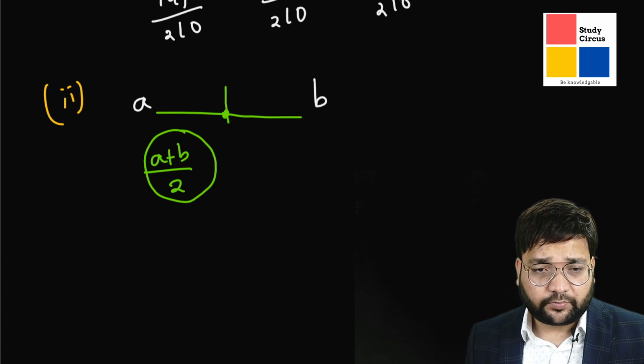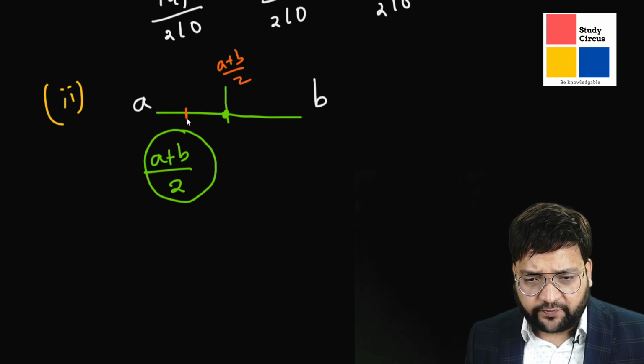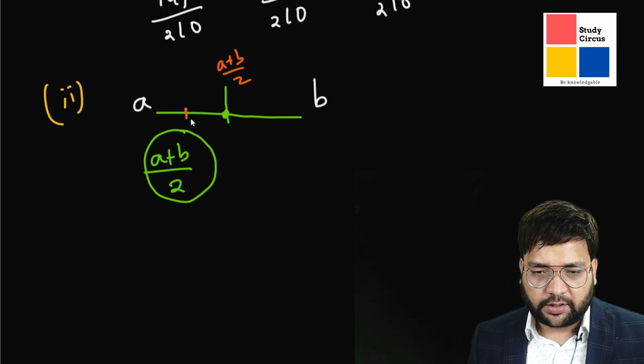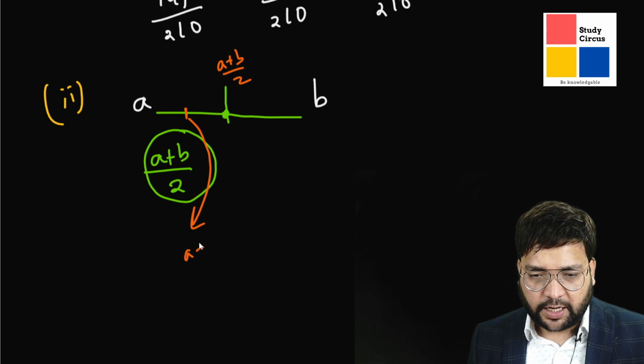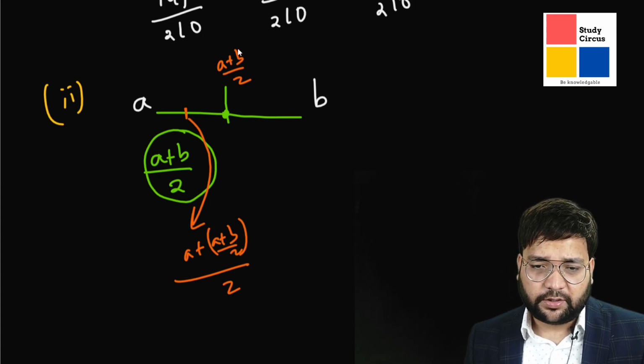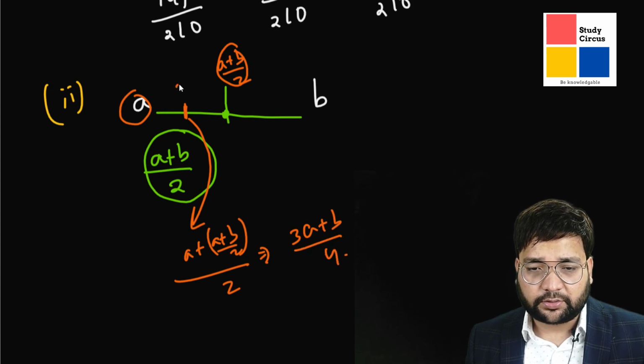So this number here is a plus b by 2. Can we find a number between a and a plus b by 2? Yes. Taking the average of a and a plus b by 2, this number, the midpoint, will be 3a plus b by 4.